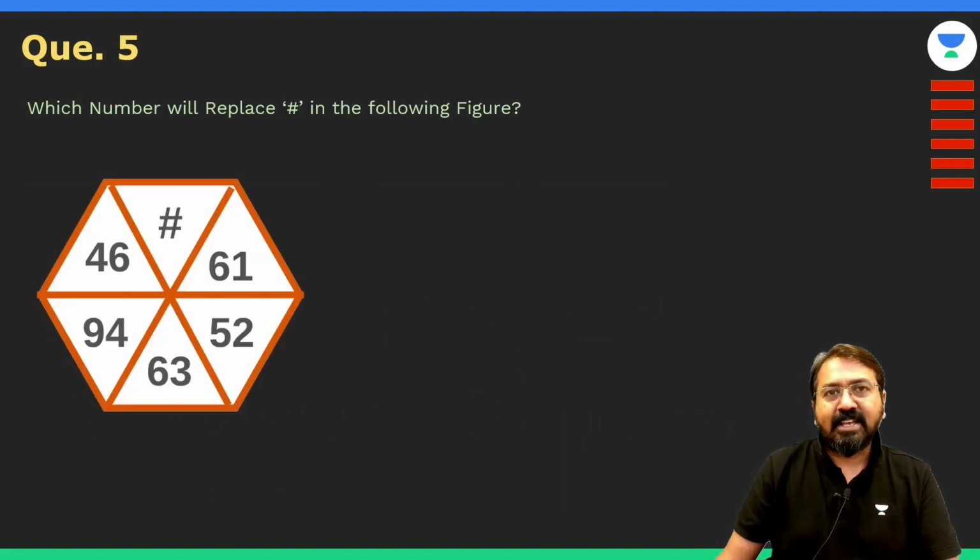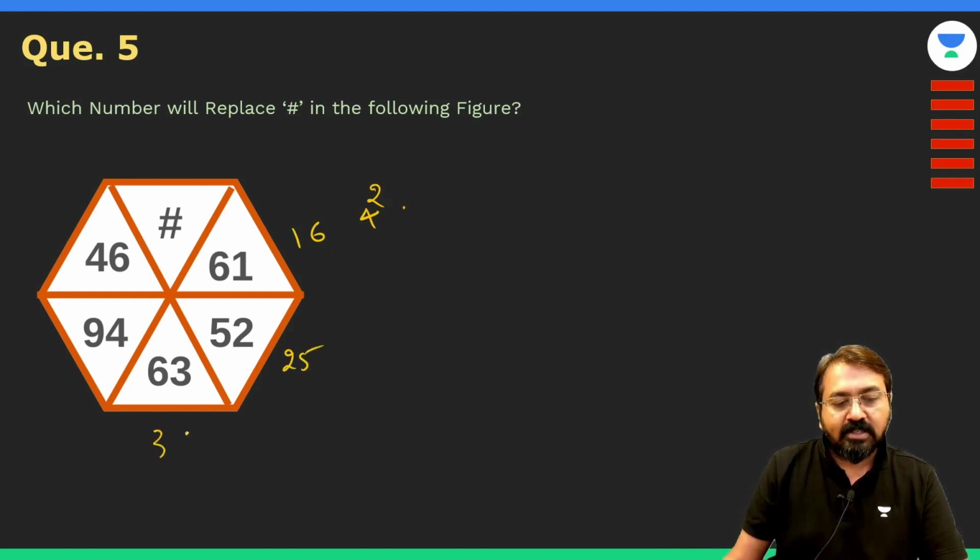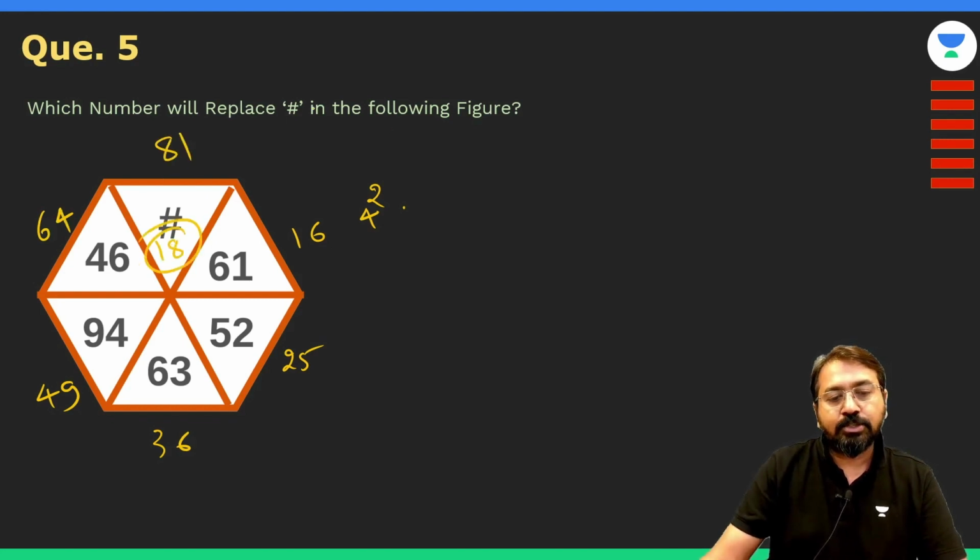And the fifth question, as I explained even in the previous video, the pattern is something like this. 61, if you reverse the digits, it will become 16, which is 4 squared. Similarly, this will become 25, 5 squared, 36, 49, 64. So it should be 81 over here. That means the number in place of the hash should be 18. The answer is 18 for this question.